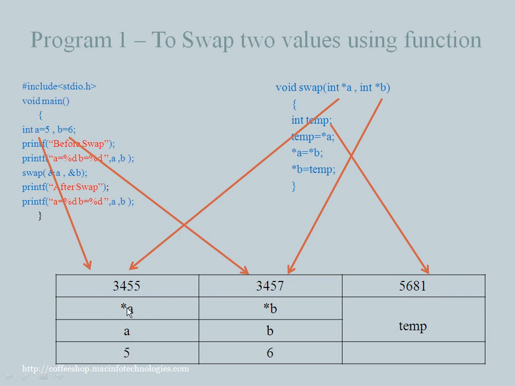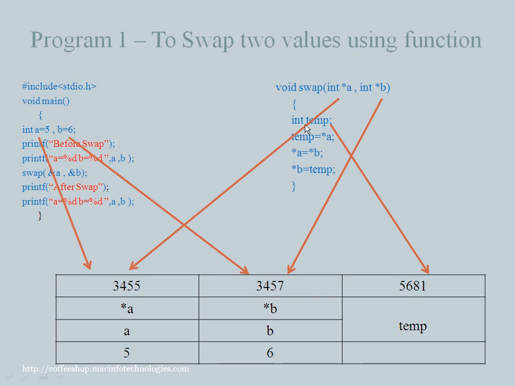So now any input or output you do for *a will be saved in 3455. If you assign 5 to *a, it will go to 3455. If you assign 20 to *a, it will go to 3455, which is nothing but a of the main program. The main program also uses the same memory location, so any changes made here will affect the same a variable of the main function. Similarly, b contains 3457, and *b will point to 3457, the b variable of the main function.